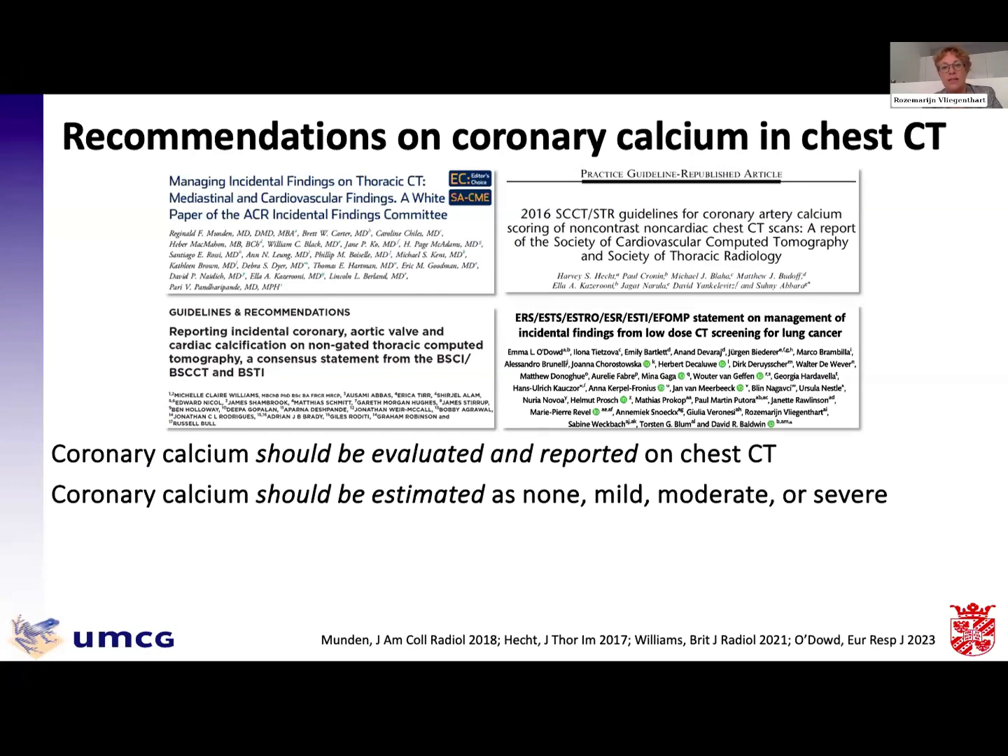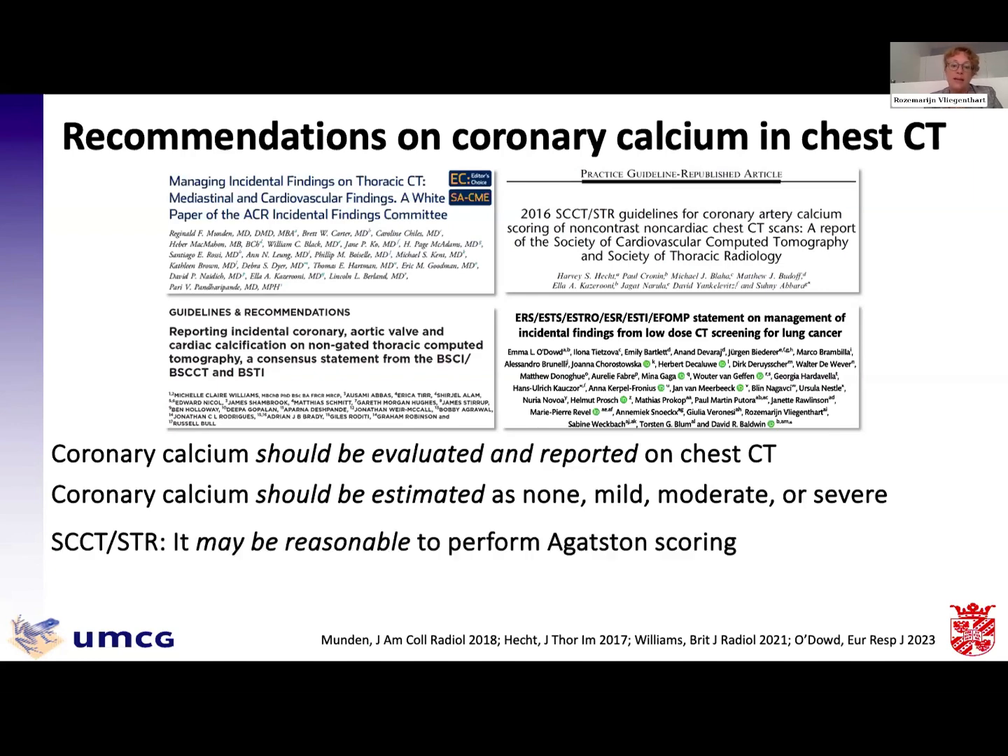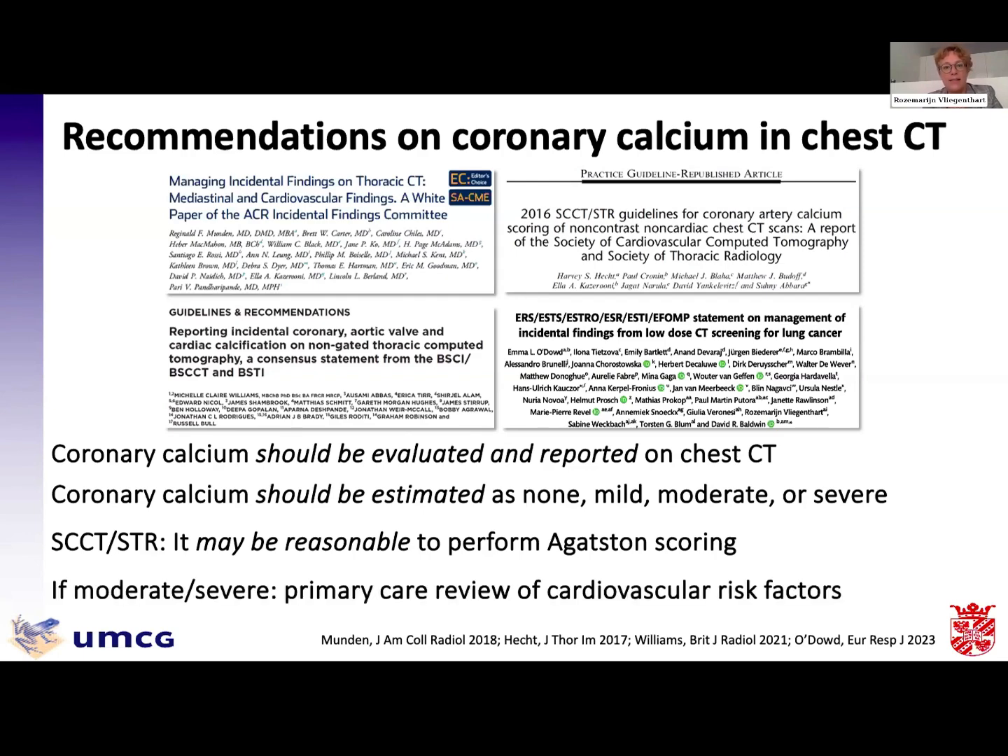First of all, they all state that coronary calcium should be evaluated and reported on chest CT. So that's take-home point number 1. The second thing is that coronary calcium should be estimated as none, mild, moderate, or severe. So this is the visual evaluation, where the calcium scoring, the Agatston calcium scoring, could be used as an alternative. Of course, this will depend on if you have easy access and easy integration of this calcium scoring in your current chest CT workflow. And the next and last recommendation from these statements is if there's moderate or severe coronary calcium, then there should be primary care review of cardiovascular risk factors and checking the need for statin use.